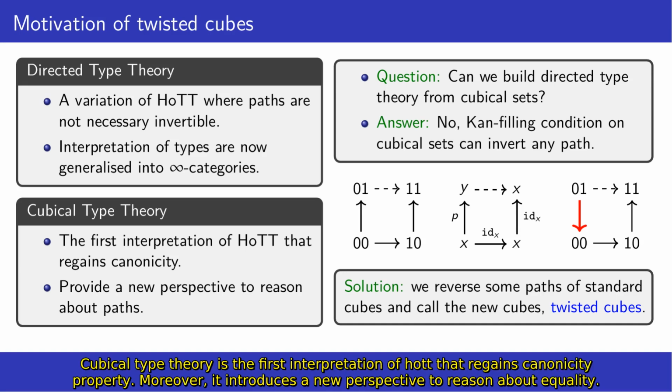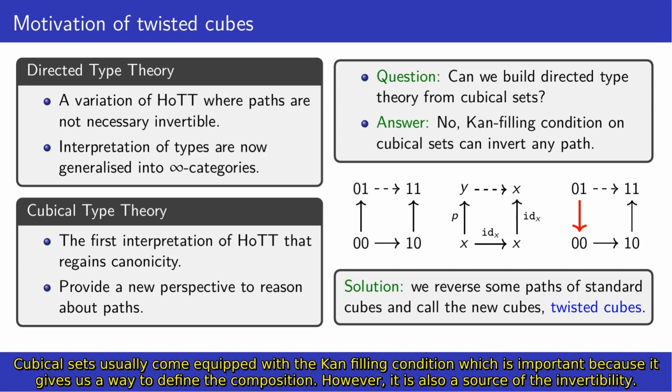Cubical type theory is the first interpretation of HoTT that regained the canonicity property. Moreover, it introduced a new perspective to reason about equalities. Cubical sets usually come equipped with the Kan filling condition, which is important because it gives us a way to define the composition. However, it is also a source of invertibility.